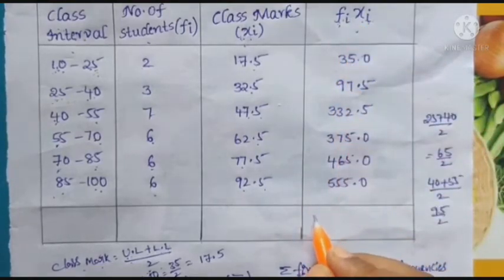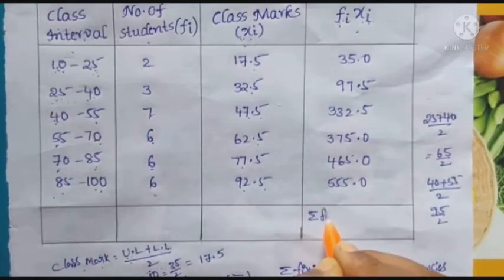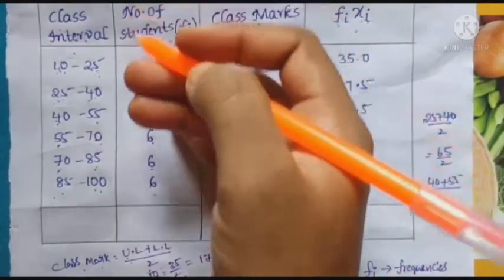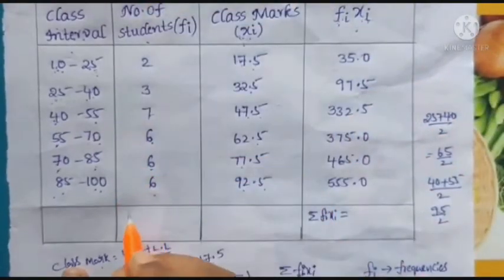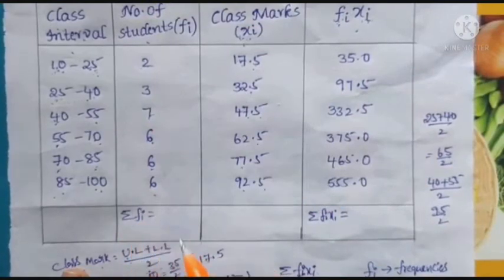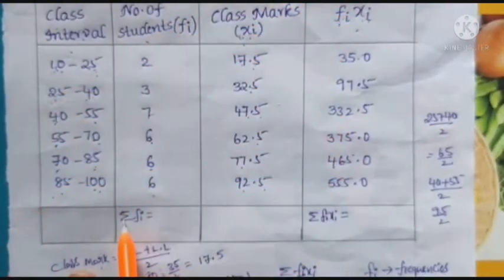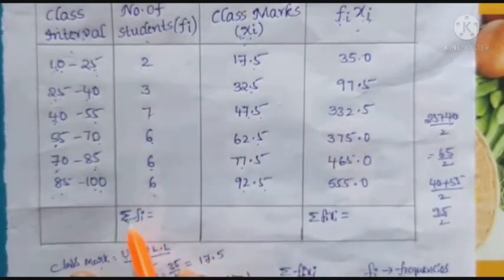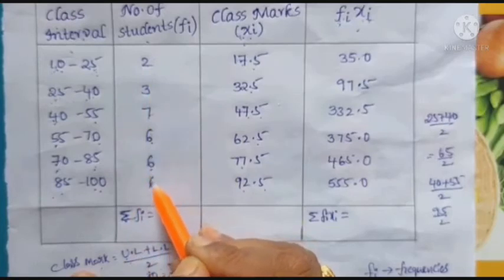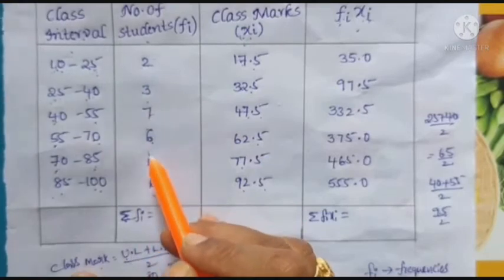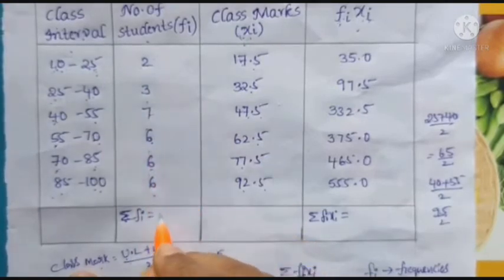Sum of all fi xi values means sigma fi xi. Next, the sum of all frequencies is sigma fi. Sigma fi is 2 plus 3 plus 7 plus 6 plus 6 plus 6. We already know that sigma means the sum of all the observations. So the sum is equal to 30.